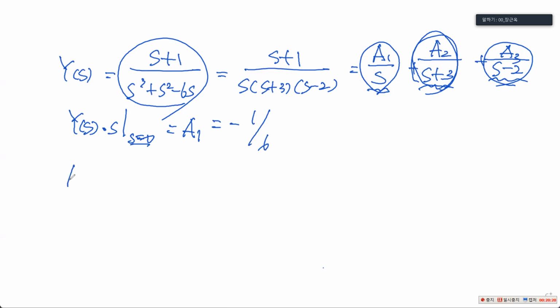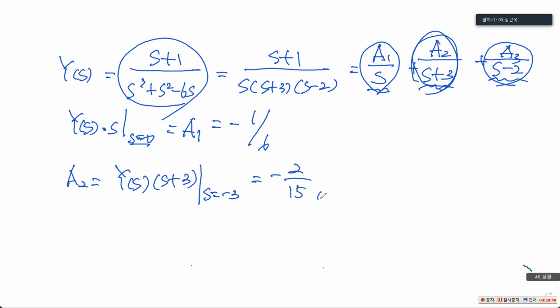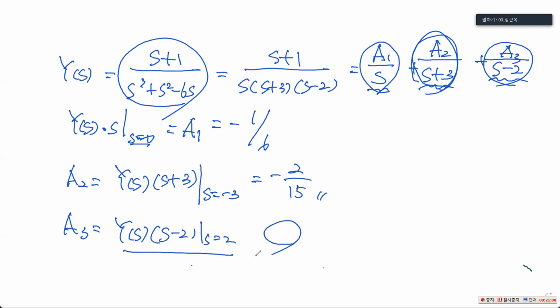자, 그러면 A2는 어떻게 구할까? How can we calculate the A2? S 플러스 3을 곱합니다. Yes, very nice. S plus 3, put s equal negative 3, it will be 15. Okay? Then, we also have to calculate A3 as well. So to calculate A3, we can do a similar job. S minus 2, then we can calculate A3.